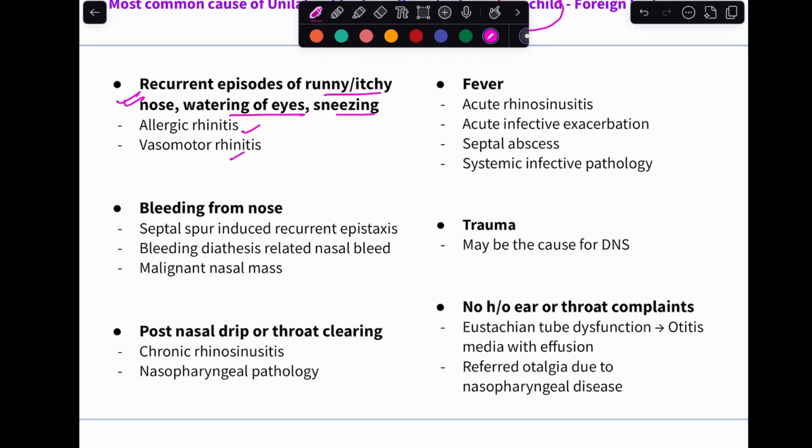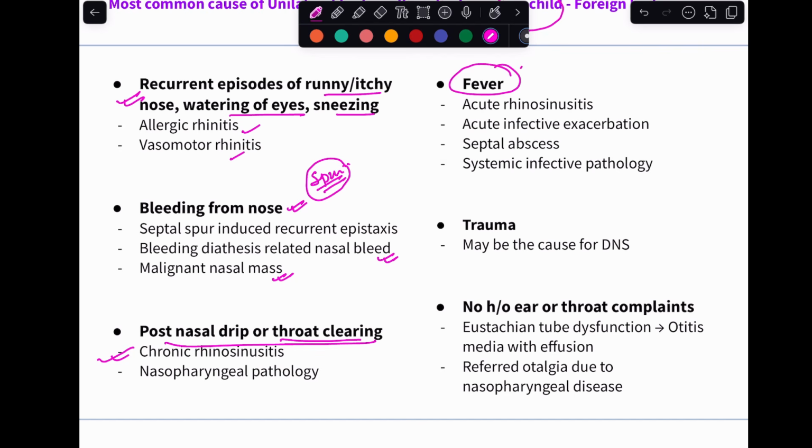Next, we took a history of bleeding from the nose. If there is a septal spur, then in that case we can also see a recurrent history of epistaxis that the patient will come to you with. Next, if there was any bleeding diathesis related nasal bleed, or if there is any malignant mass. Then a history of postnasal drip or throat clearing. This is typically helping us in ruling out chronic rhinosinusitis or any other nasopharyngeal pathology.